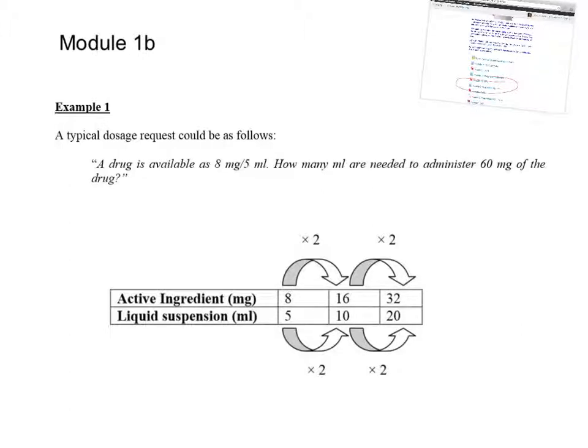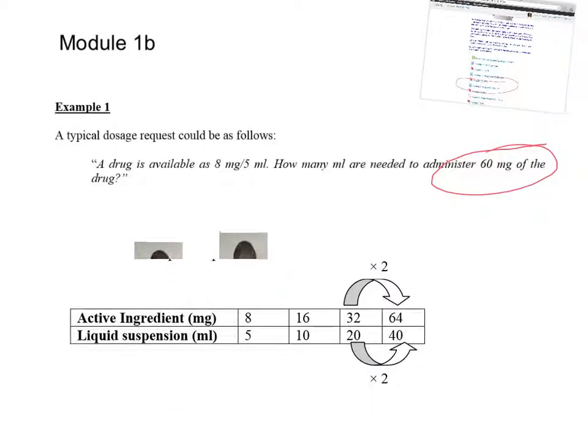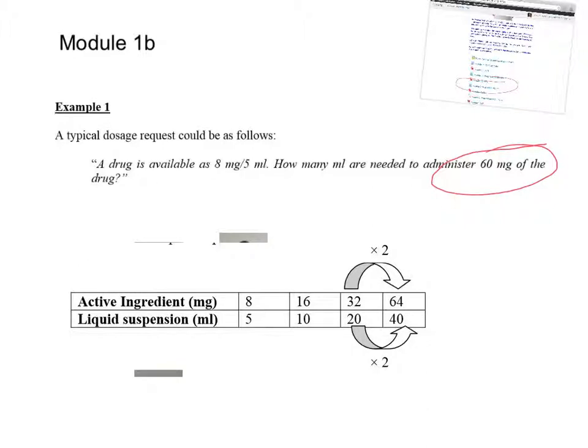Now let's look at how this relates to the problem that we're trying to solve. I want to know how many milliliters are needed to administer 60 milligrams of the drug. So I can see from my table that if I administer 20 milliliters, that's going to give me 32 milligrams of drug. I want a little bit less than 2 times that much. Double the volume again from 20 mils to 40 mils, then I would have 64 milligrams of active ingredient, which is a little bit more than the 60 milligrams that I want.